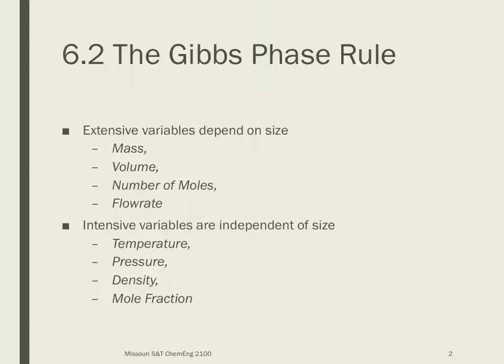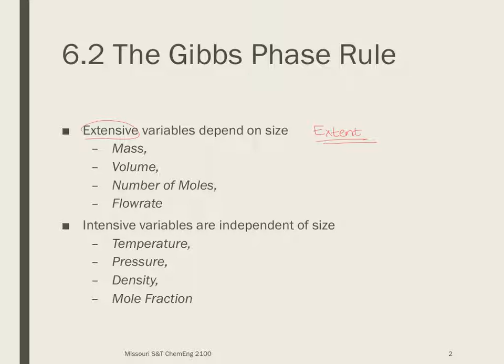The first thing you need to understand about using the Gibbs phase rule is the difference between extensive and intensive variables. Extensive variables are ones that depend on size. If you look at the word extensive, you can see that it is the same root as the word extent, right? The extent of something is how large it is, how much it spans. And so an extensive variable is going to depend on size.